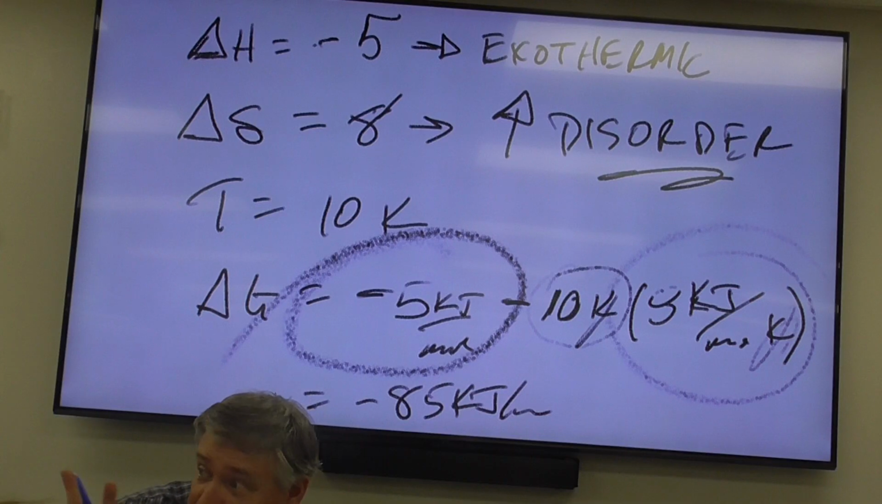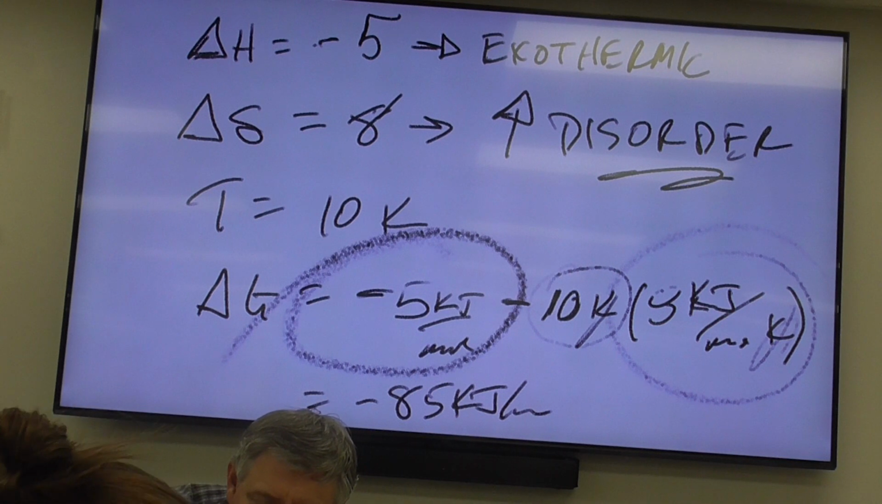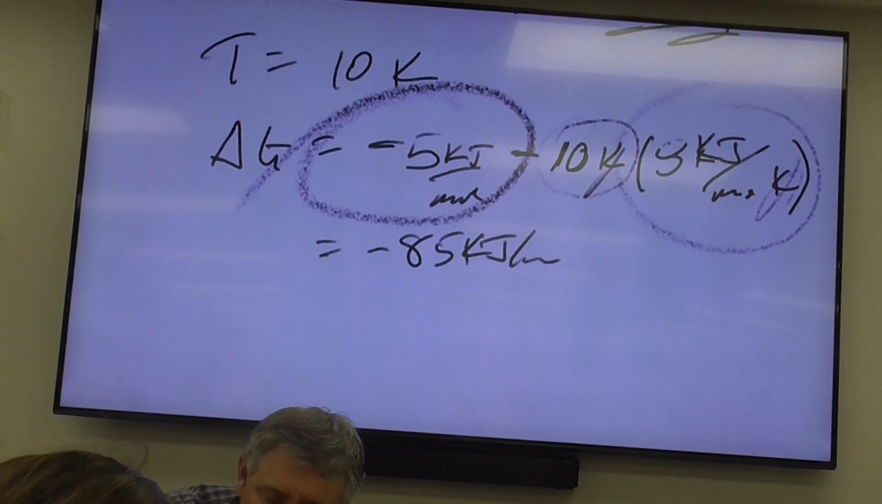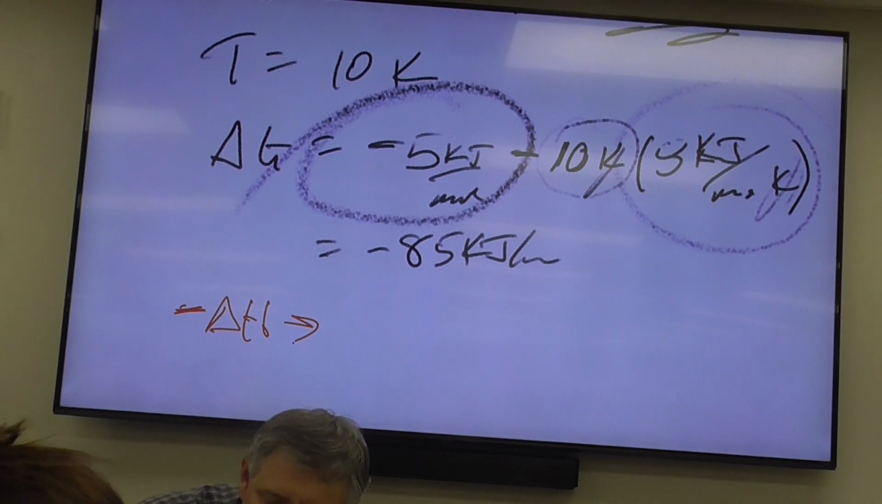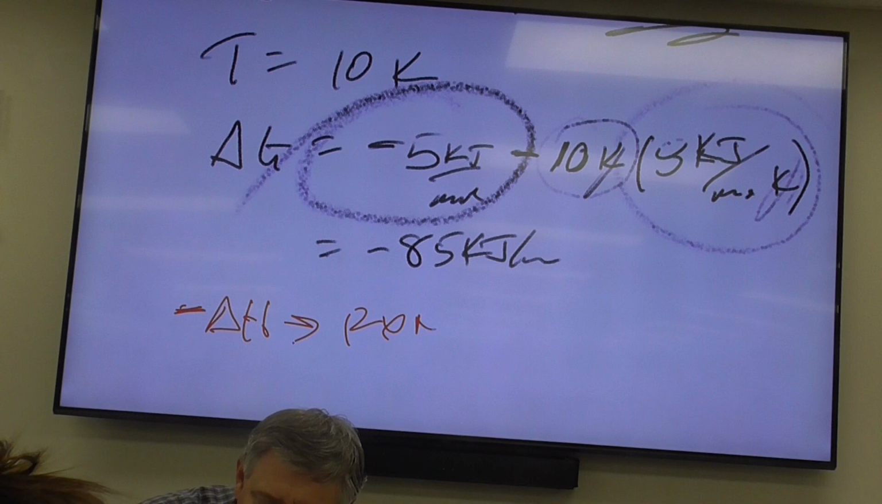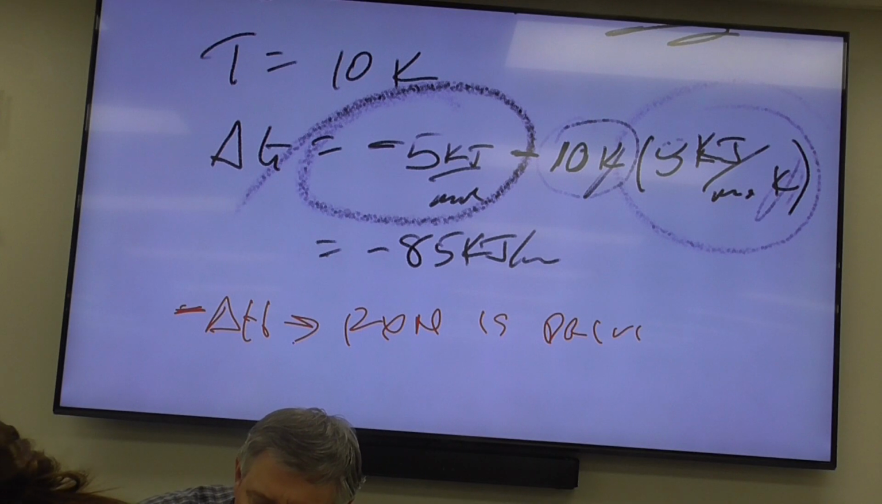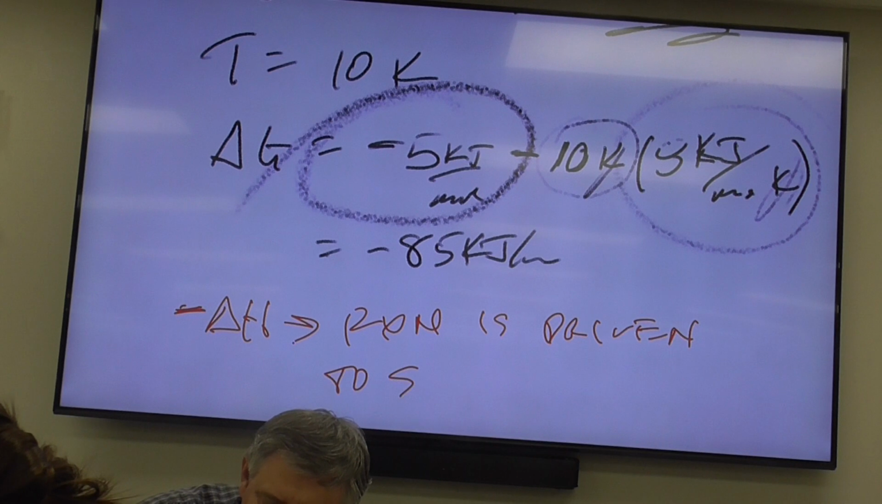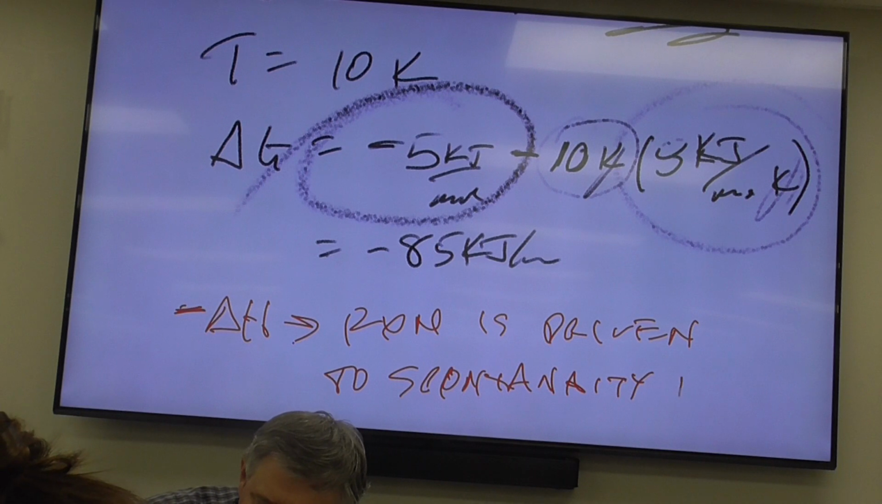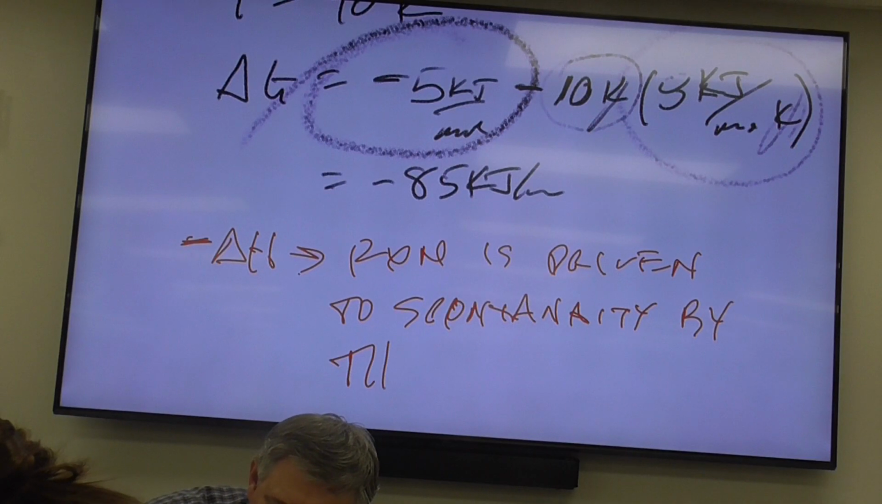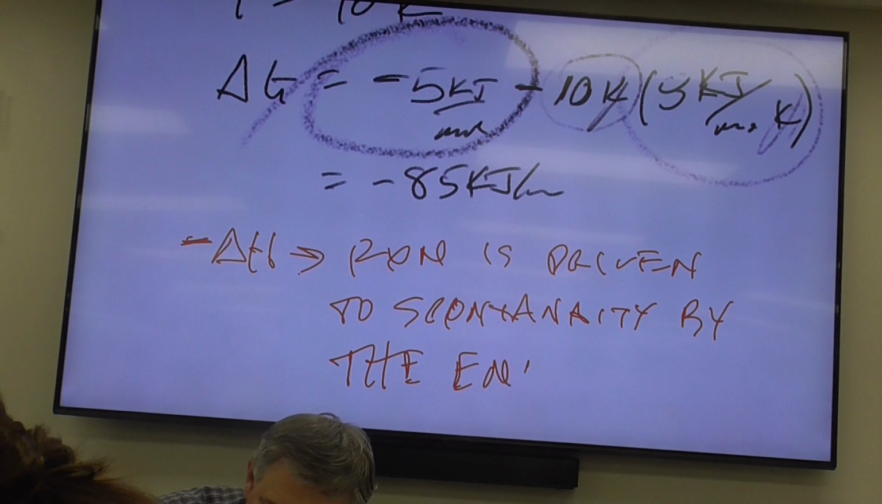I'm going to give you a couple of options for how to understand this. One is mathematically. So here's the nerd language for how you explain this. When you have a negative delta H, you say the reaction is driven to spontaneity by the enthalpy term.